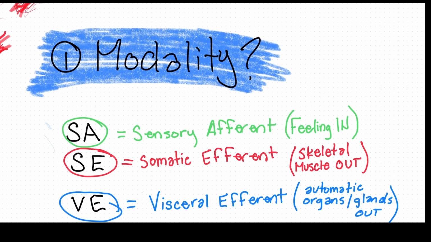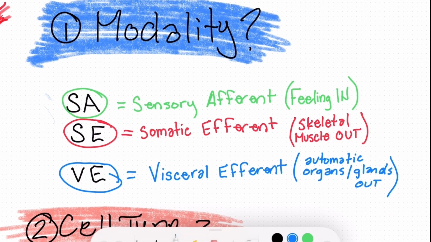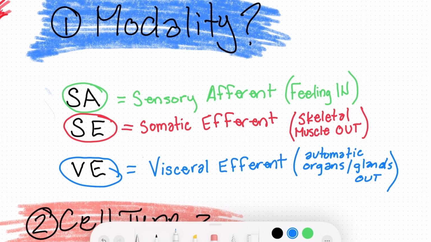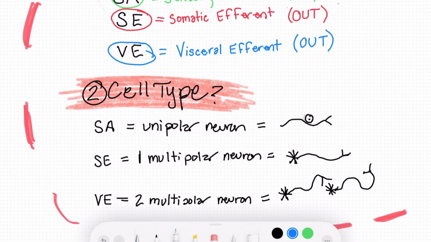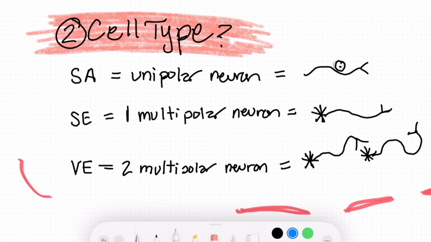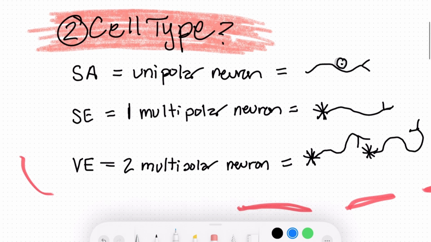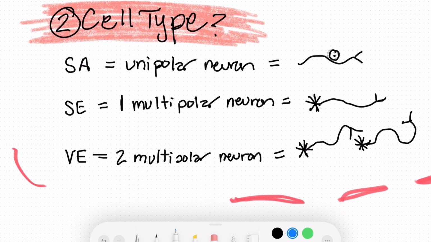So what type of modality? Is it SA, sensory afferent, feeling coming into your body? Is it SE, somatic efferent, skeletal muscle, voluntary movement out? VE, visceral efferent, automatic organs, heart, lungs, glands. Once we determine that, we ask our second question: what's the cell type? SA, we know that's a unipolar neuron. If it's SE, we know that's one multipolar neuron. If it's VE, we know it's going to be two multipolar neurons.